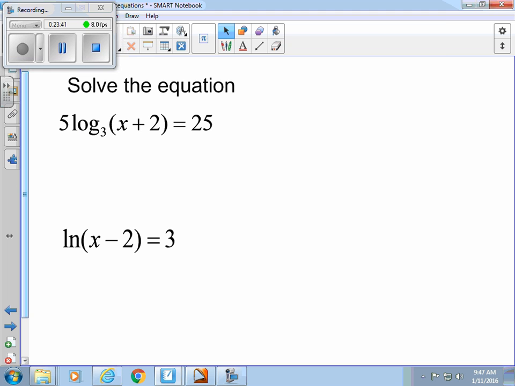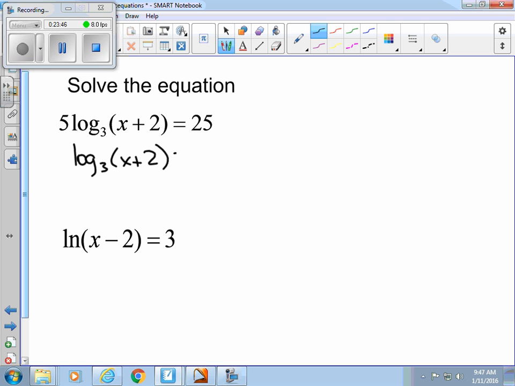So divide. So I get log base 3 of x plus 2 equals what? 5. And now what? Do I have a logarithm equals a number, like that second case? So I can rewrite it, or use 3 to the x on both sides. So I get 3 to the 5th power equals x plus 2. And good, 3 to the 5th, 243.